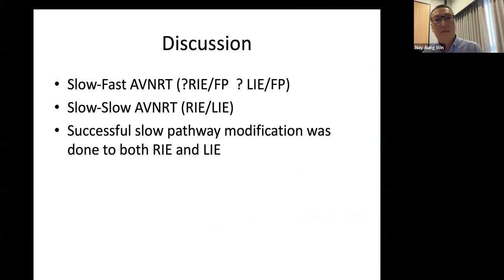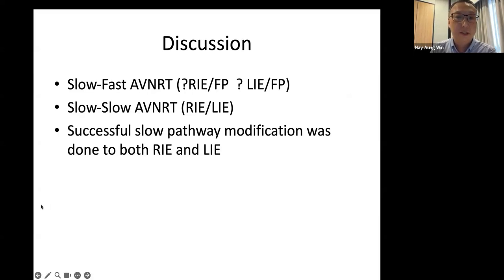So my final diagnosis is a slow-fast AVNRT using the RIE or the LIE as an integrated limb and slow AVNRT. I think we did a successful slow pathway modification to both RIE and the LIE. And then we will stop the procedure because tachycardia cannot be induced with the programmed electrical stimulation.